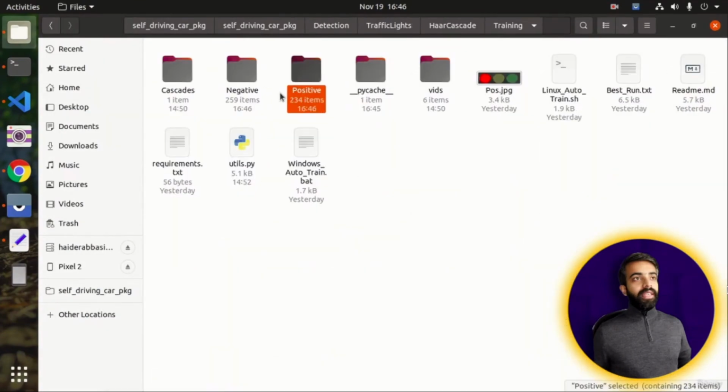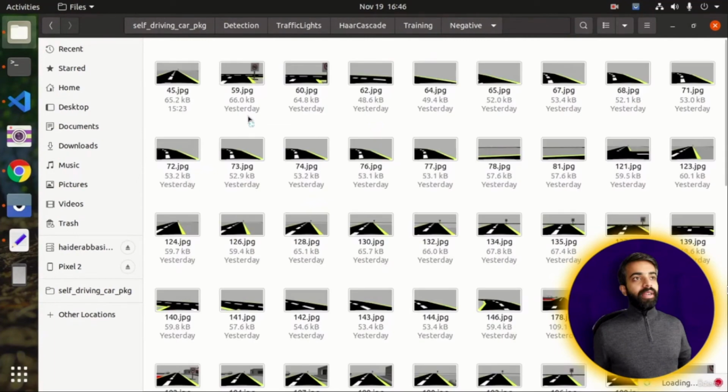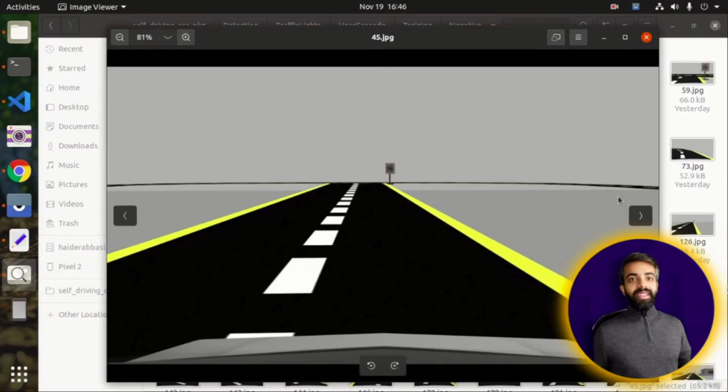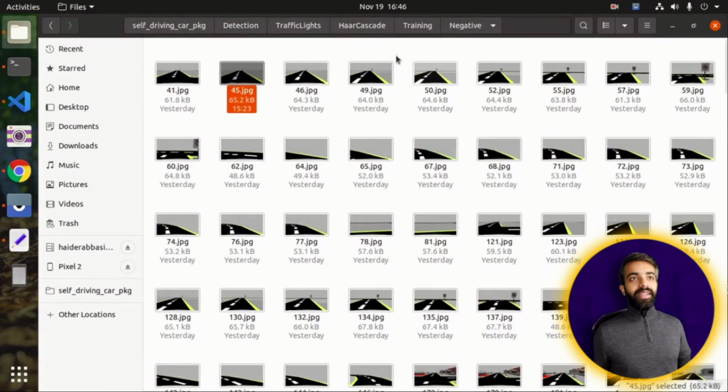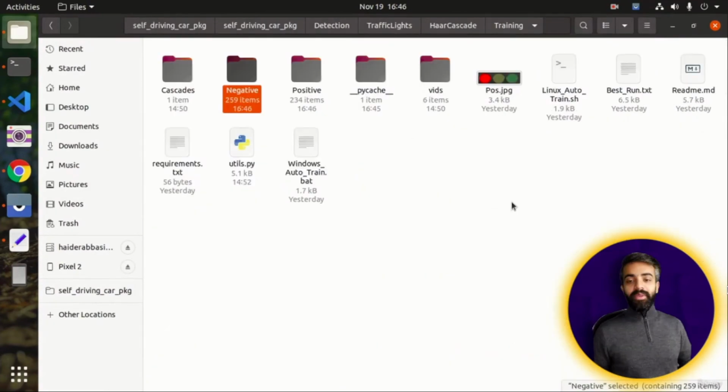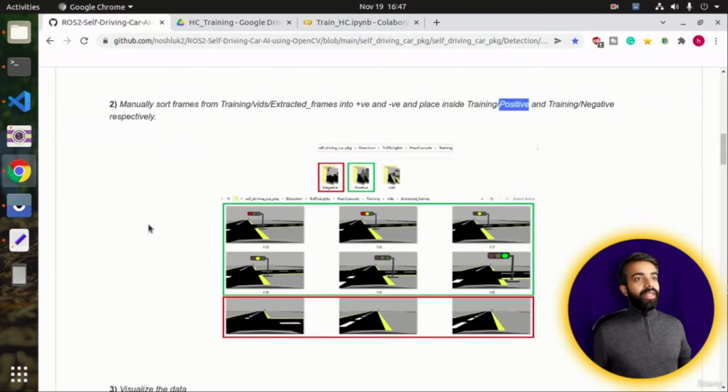And if you look inside the negative directory, you will observe that it contains all the information of the simulation except the region of interest. So this is our negative data. Now, you need to do this sorting manually, but I've done this already, so I've just shown you what it looks like. Now we can proceed to the next step, that is, visualize the data.